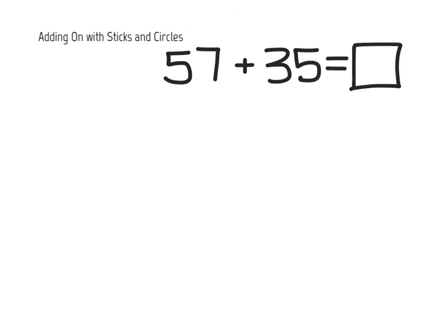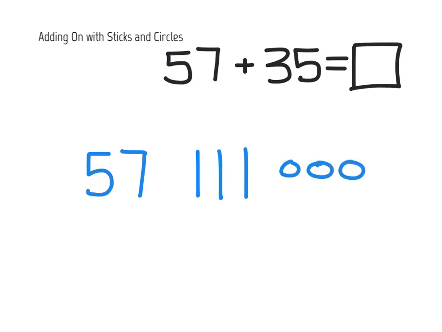And the last method is the method that most of us probably know best because that's what we've been using most of the year. Sticks and circles and adding on. So how do we do that? So we start with the number 57 and then we count on. So 57 plus 35, so I need to do 10, 20, 30, 31, 32, 33, 34, 35. And now I count on.